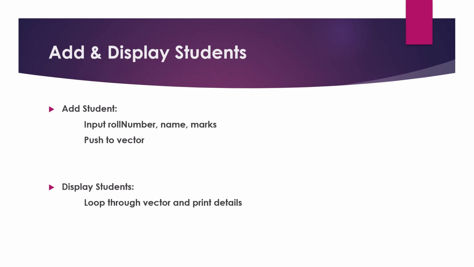Let's break down the first 2 features, adding and displaying students. For adding, prompt the user to enter roll number, name, and marks. Store this data in a student struct and then push it into the vector. Displaying students is straightforward. You loop through the vector using a range-based or traditional iterator loop, printing each student's data neatly. These two operations form the backbone of your database and are the perfect place to begin your implementation.